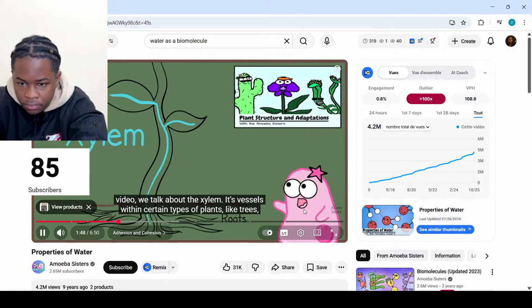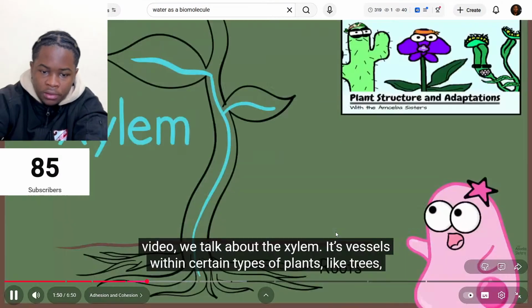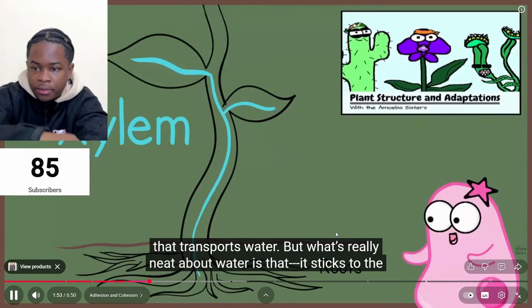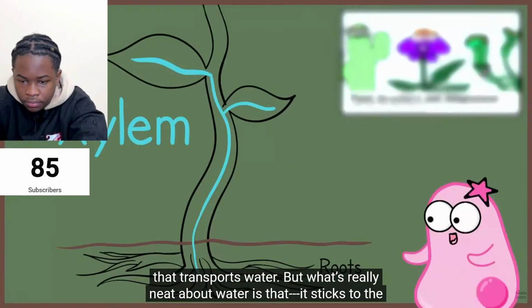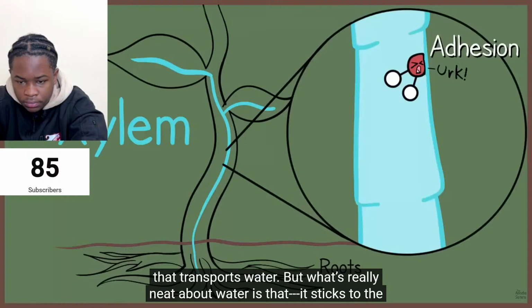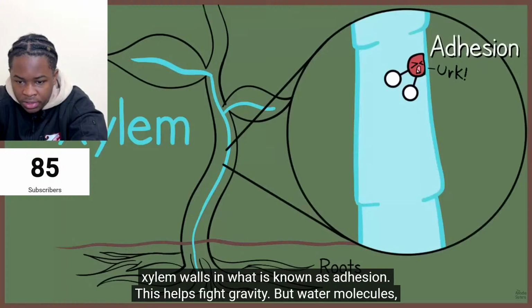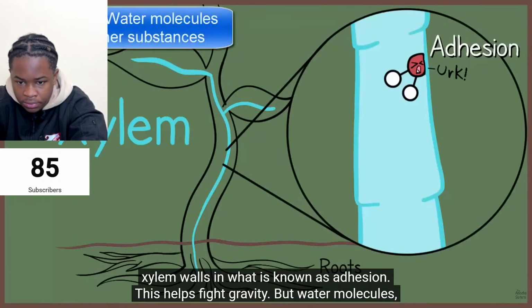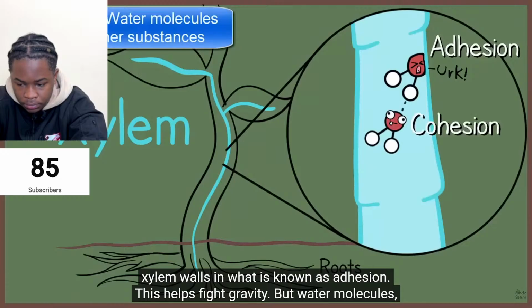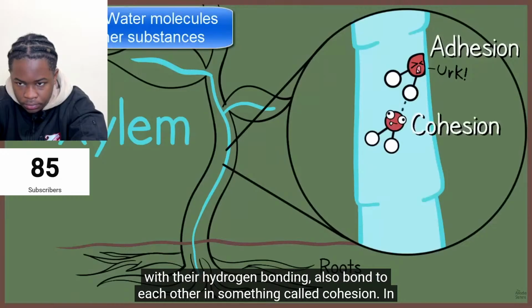It's vessels within certain types of plants, like trees, and these vessels transport water. But what's really neat about water is that it sticks to the xylem walls in what is known as adhesion. And this helps fight gravity. But water molecules, with their hydrogen bonding, also bond to each other in something called cohesion.